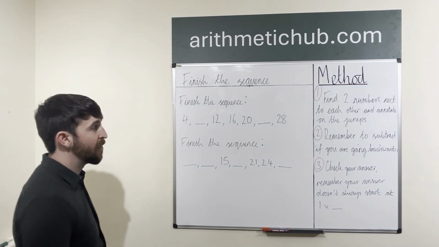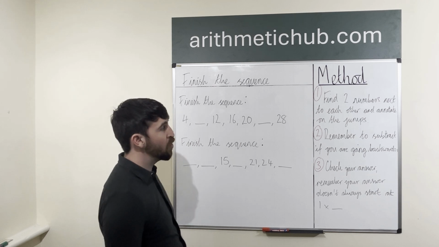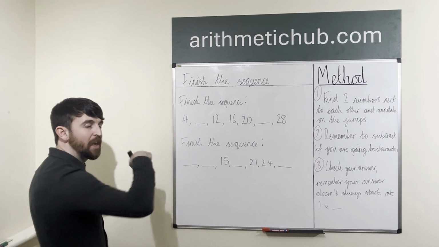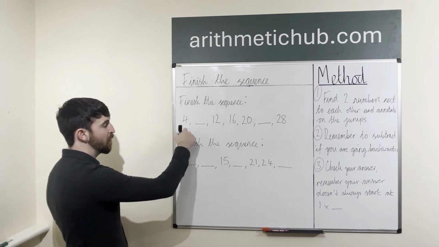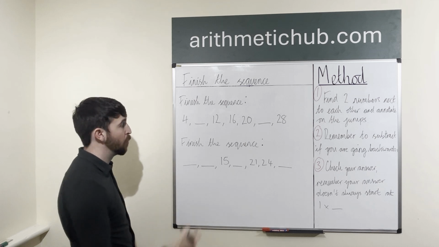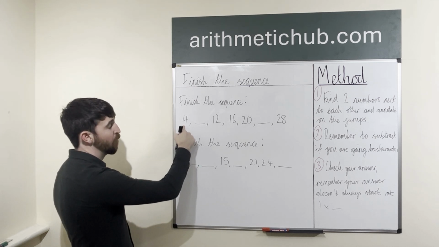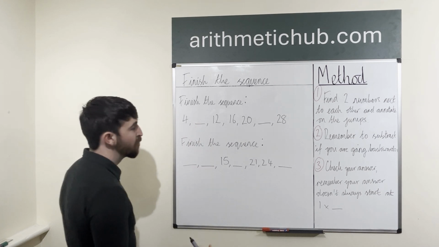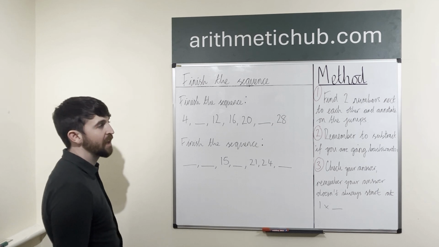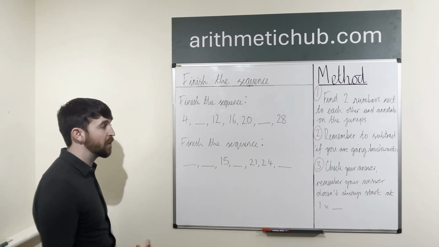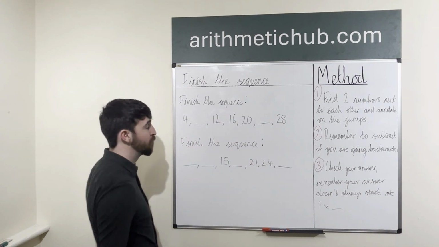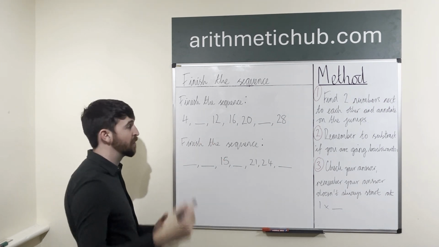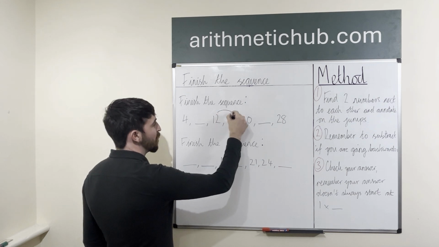The first part of the method says what we need to do is find two numbers next to each other and annotate on the jumps. So here, we can't use this 4 to start with because we've not got a number next to the 4. We don't have enough information to say what we would add to the 4 to get this missing number over here. So we need to find two numbers next to each other and annotate on the jumps. We're going to call each of these the jumps. We could call them something else, but the jumps just make sense, because this is what we're doing, we're jumping between these numbers.